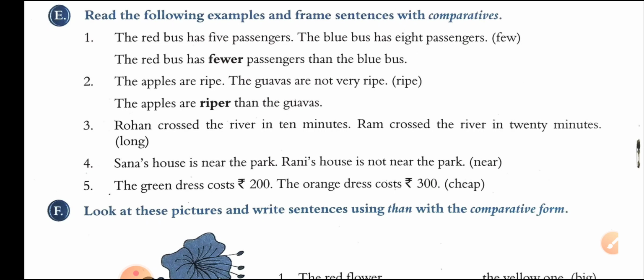If you need a reminder, please check your videos. I have given the formula for the transformation of the sentences. So please open your notebook where you have written that. That will help you a lot to transform the sentences. So this formula is what? Fewer we have to do, the red bus has fewer passengers than the blue bus. Second is, the apples are ripe, the guavas are not very ripe.